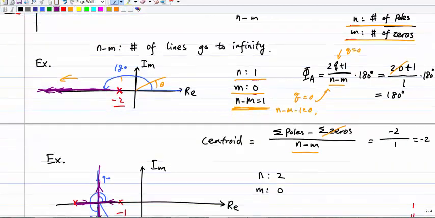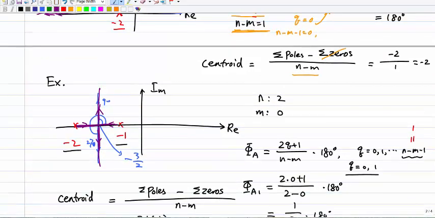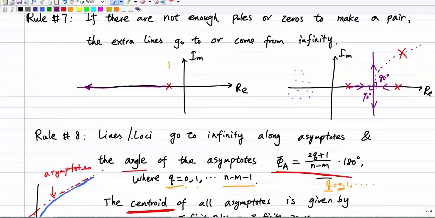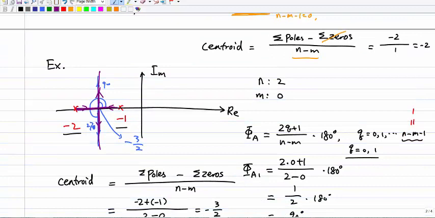Now let's look at the second example. What if I have two poles but no zeros? Okay, so this is what we mentioned over here. For this case, remember, n is the number of poles and m is the number of zeros. The number of poles is 2. We have 2 poles. The number of zeros is 0. We don't have zeros.